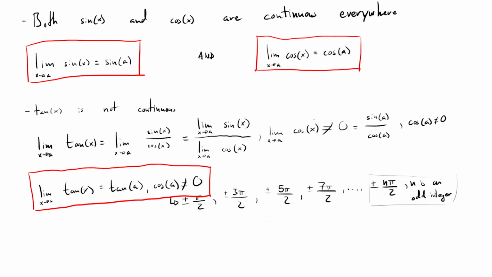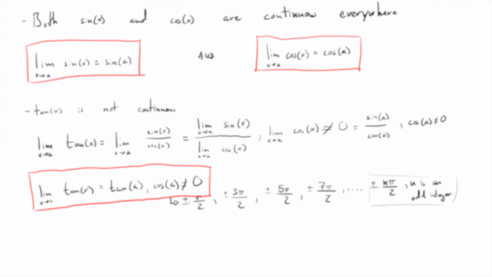Okay, so those are our three limits for trigonometric functions, and those are kind of the limits that we're always going to refer back to when solving limit problems with trigonometric functions, and we're always going to try and simplify things down to sines, cosines, and tangents.